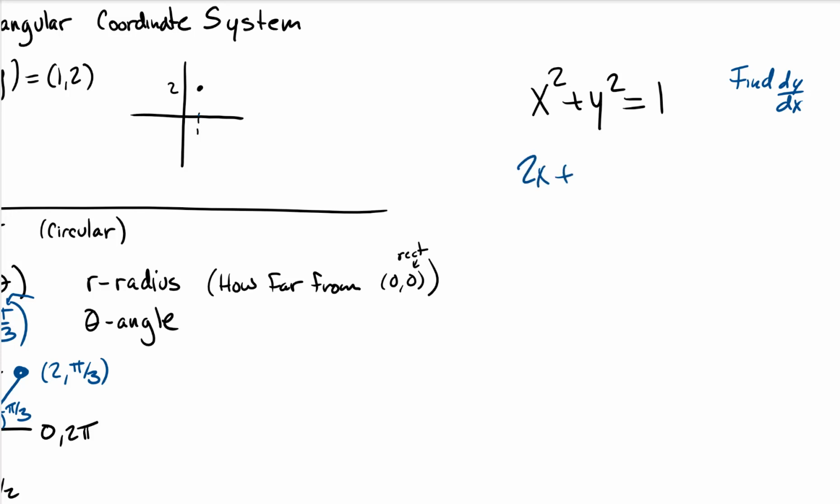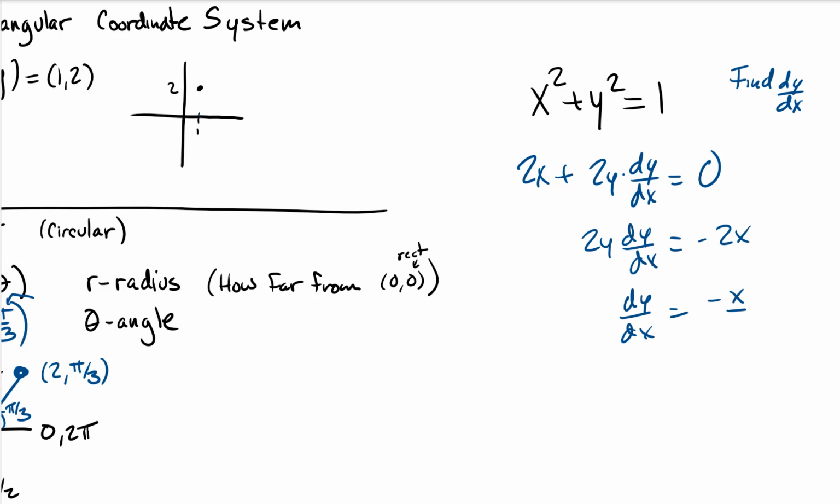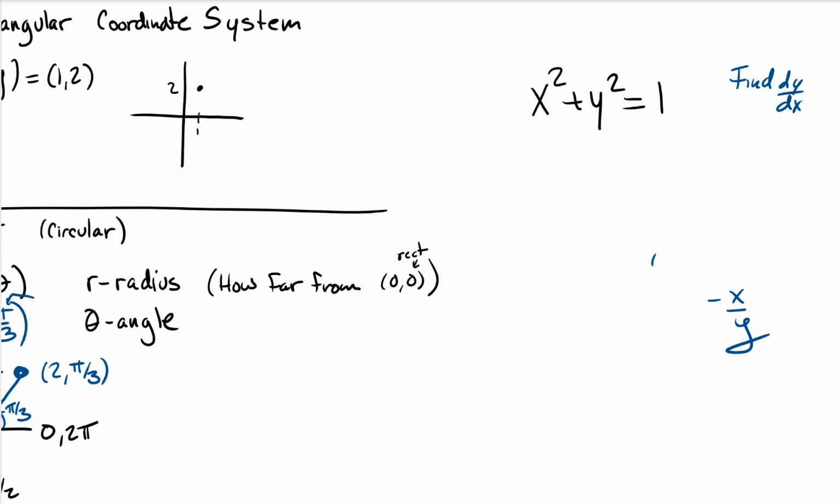We'd have to go 2x, and then 2y, but that's implicit. Derivative of 1 is 0. We'd have to divide everything over, and dy dx is equal to negative 2x over 2y, which is negative x over y. I know I'm going fast. I'm purposely going fast. So then we need any value of x and y for us to be able to find the slope of the tangent line. That takes work, and that's about as simple as they get. They don't get much simpler than that. But we're going to learn that x squared plus y squared is just the radius squared.